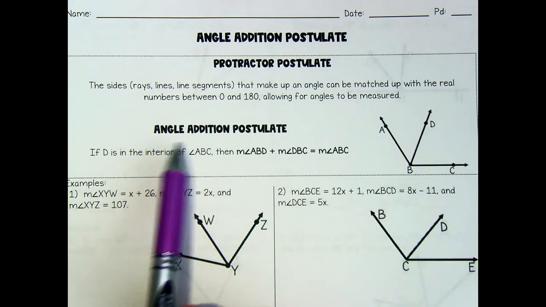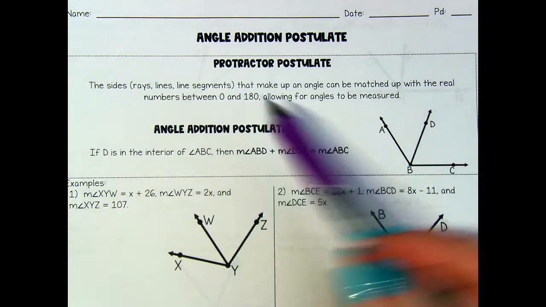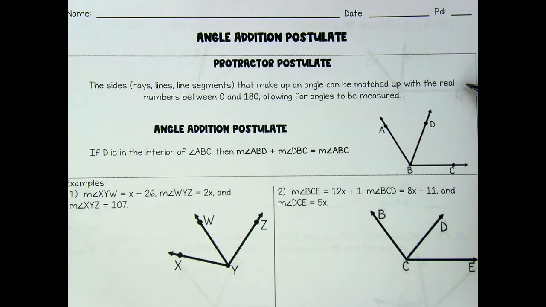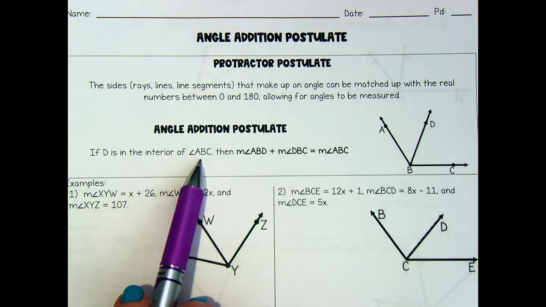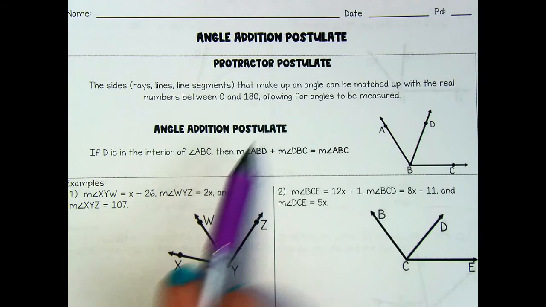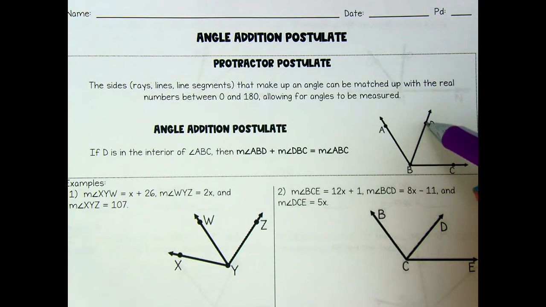The angle addition postulate says if we agree that we can assign degrees to angles, then we can add those angles. And it says, if D is in the interior of angle ABC, then the measure of angle ABD plus the measure of angle DBC is equal to the measure of angle ABC.